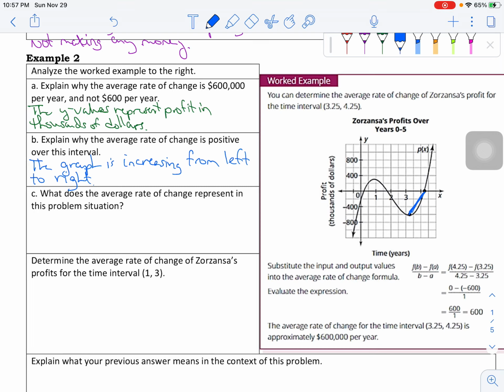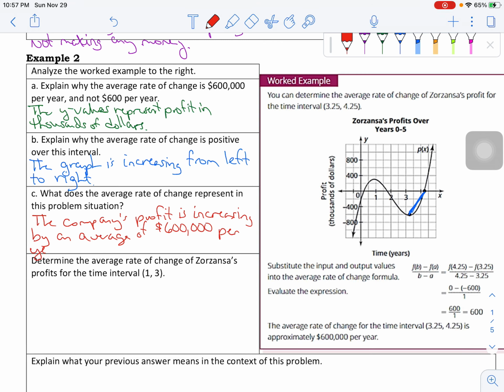What does the average rate of change represent in this problem situation? Well, it would be very specifically the company's profit is increasing by an average of $600,000 per year during this interval, okay?